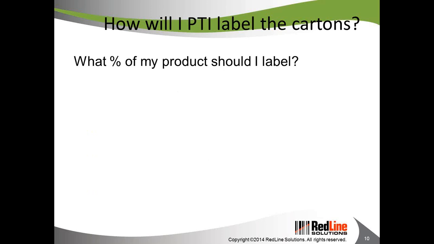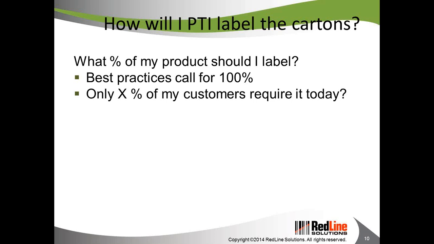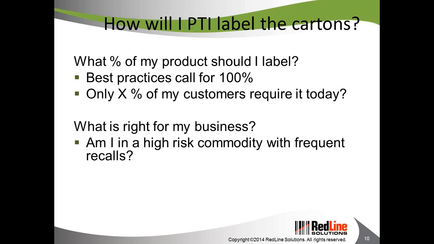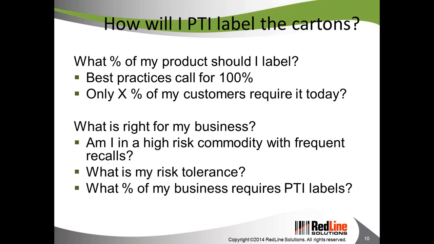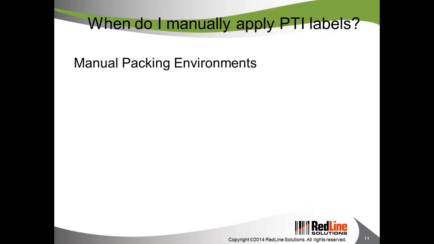So how do you determine what percentage of the product you should be labeling today? The best practices call for 100%, but in reality, you have to look at it and say, what percentage of my customers are requiring it? In deciding what's right for your business, you need to look at whether you are in a commodity that has a high risk. If so, you probably need to be doing it now to give yourself the ability to clear yourself if there is a recall. The other thing is, what is your risk tolerance? We've seen lawsuits in the last couple of years that have really changed the nature of what's going on in traceability and made it more required. And then what percentage of your customers are requiring the PTI labels?